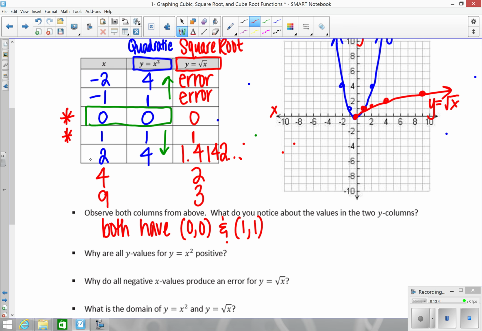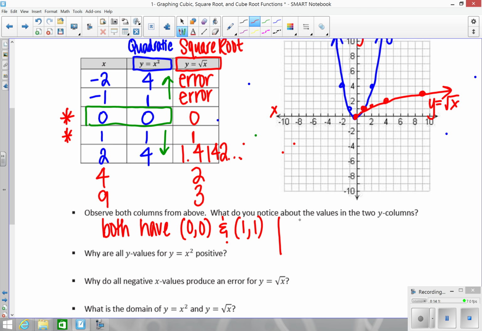So in this column, you have x is 2, y is 4, but it's switched down here. So we have (2, 4) in the blue quadratic equation and (4, 2) in the square root. That's because when you square x, or 2, you get 4. And when you square root 4, you get 2. It's because the functions cancel each other out. They're inverses of each other. They undo each other. So maybe that's something too.